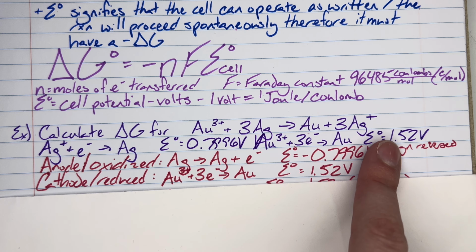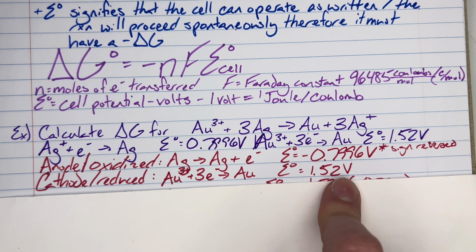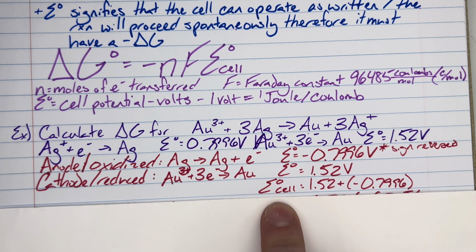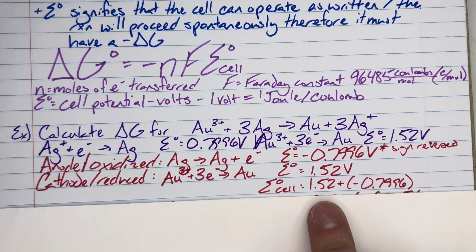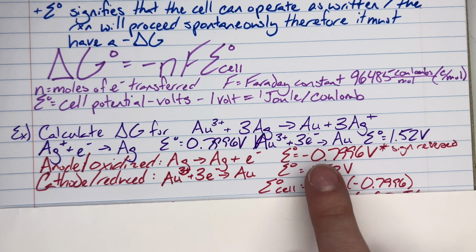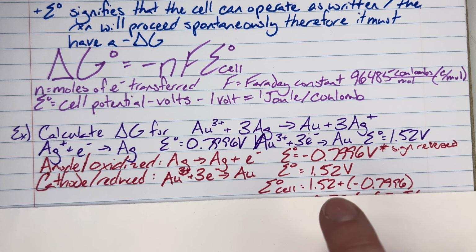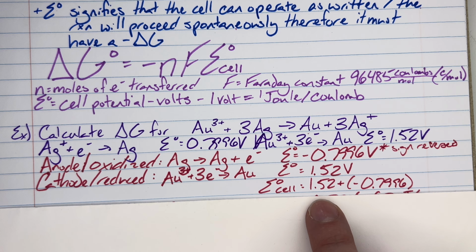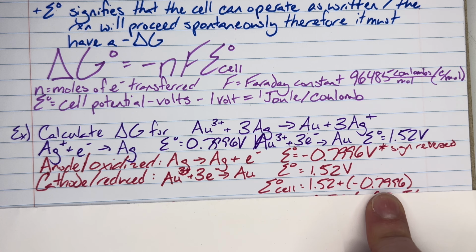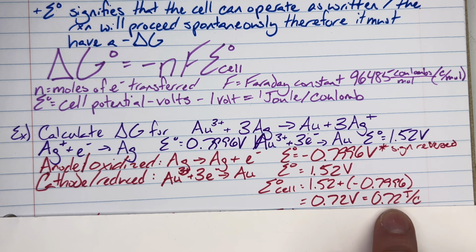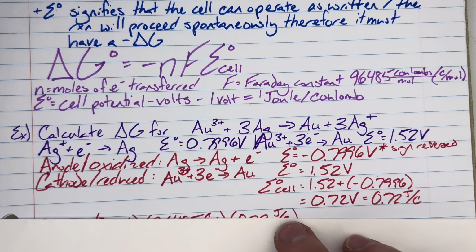Our cathode is whatever is going to be reduced, and so this is going to be our gold. And so our cell potential value is going to still be the same. Don't need to change signs for that. And overall, the potential of the cell is going to be my two overall potentials combined. And so I will have 1.52 volts coming from my cathode, and then negative 0.7996 volts coming from my anode. And so overall, my voltage is going to be 0.72 volts, otherwise known as 0.72 joules per coulomb.